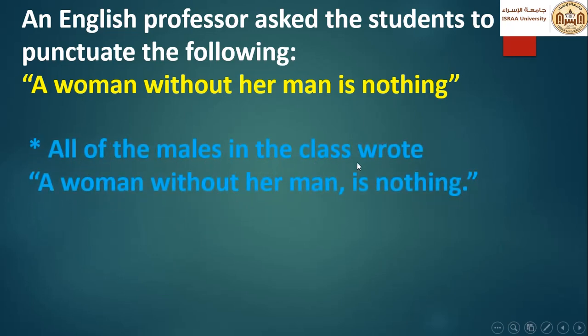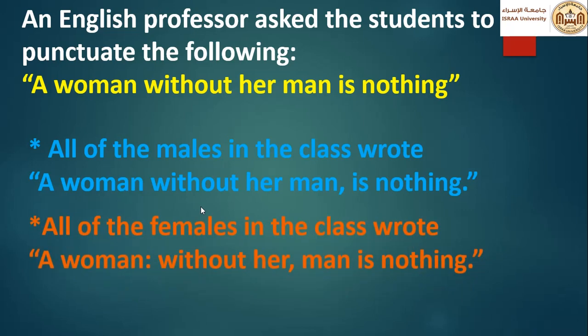All of the males in the class wrote, for the professor: a woman without her man, look, together, comma, is nothing. When they place the comma here, it means that the woman cannot stand on her own without a man. Without a man, she is nothing. This is the meaning. But look at the females. What did they write? All of the females in the class wrote, a woman, without her man is nothing.